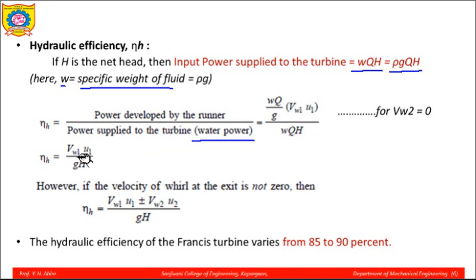If you simplify this, we get Vw1 U1 upon gH as the hydraulic efficiency. Or if the velocity of whirl at exit is not 0, then we have eta H equal to Vw1 U1 plus minus Vw2 U2 upon gH. The range of hydraulic efficiency is 85 to 90% for a Francis turbine.